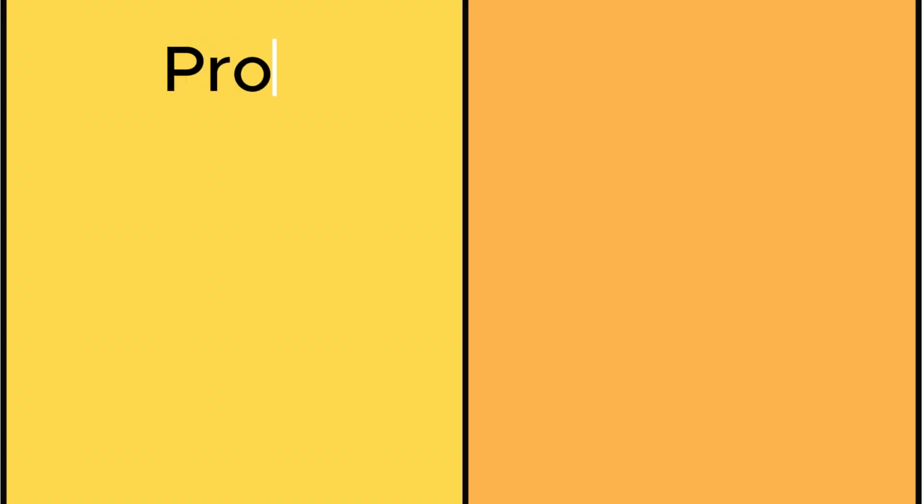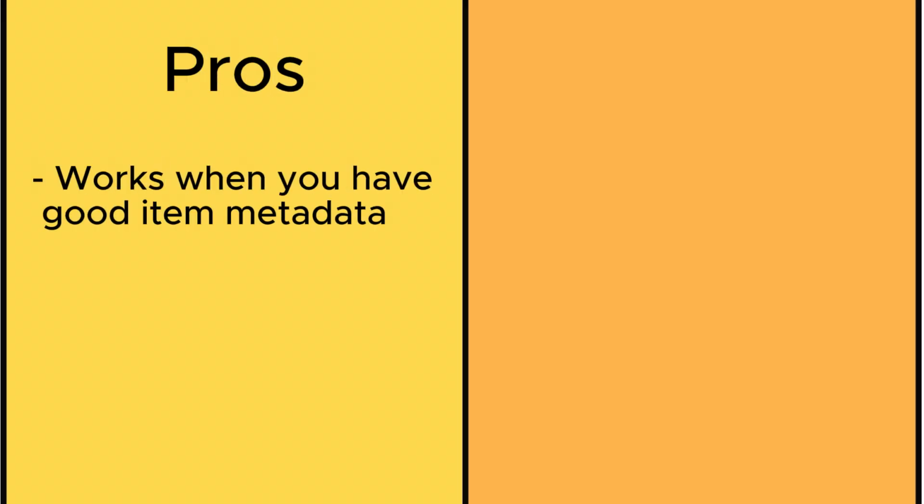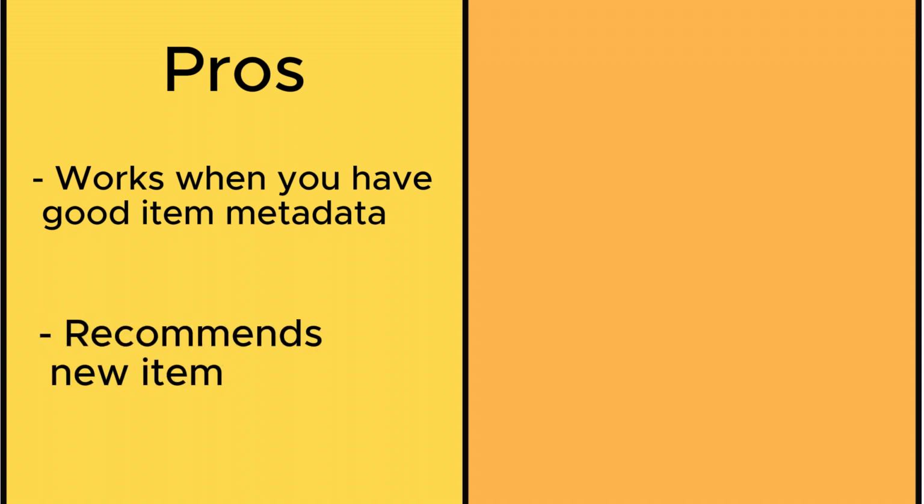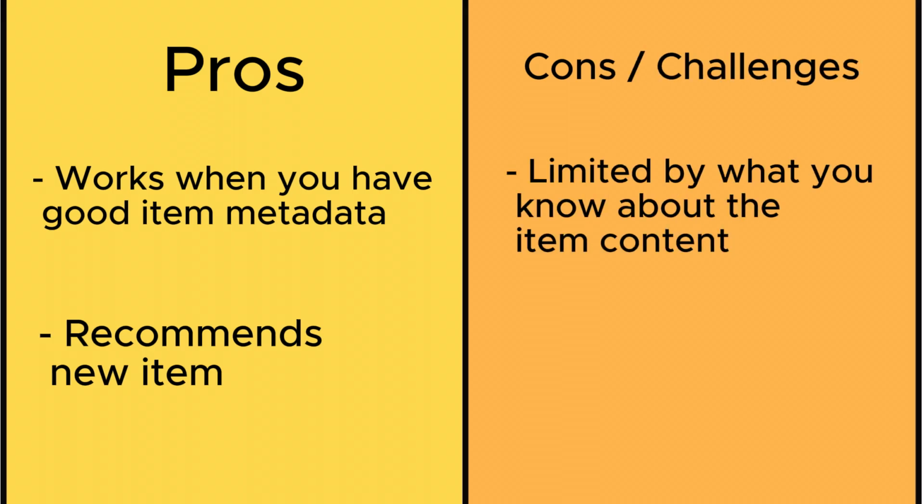Pros of this method will be that it works when you have good item metadata and it can recommend new items, so no user history is needed in this case. And the cons would be that it is limited by what you know about the item content. For example, it tends to recommend stuff also very similar to what you already liked, so there is less novelty. Maybe I will like something more than that, but I wasn't recommended.